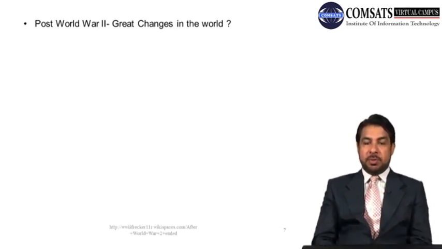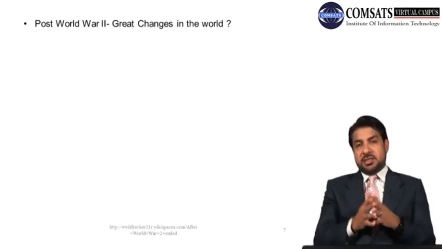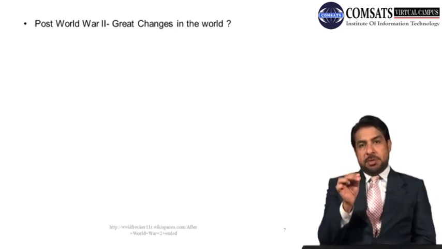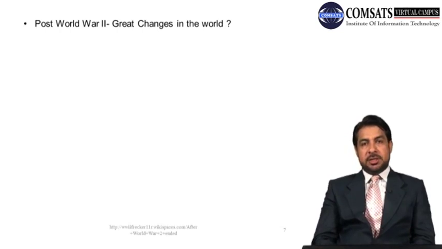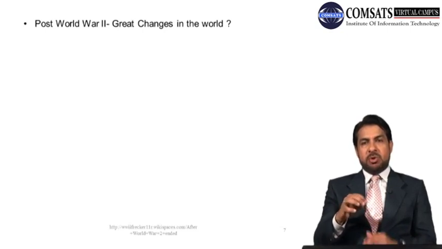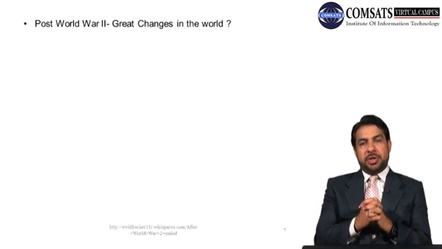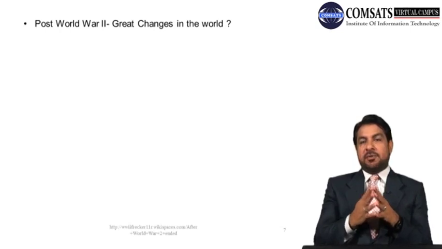Post-World War II, great changes started coming in the world. Post-World War II, मतलब क्या है इसका? Remember, जब भी post का word आता है, इसका मतलब होता है after. So this means, after World War II, दूसरे जंगे अजीम के बाद, दुनिया में बहुत तेजी से तब्दीलियां आनी शुरू हुईं. There were so many changes that started happening in the world. I would like to ask you again, what are those events? What are those changes that occurred after World War II?